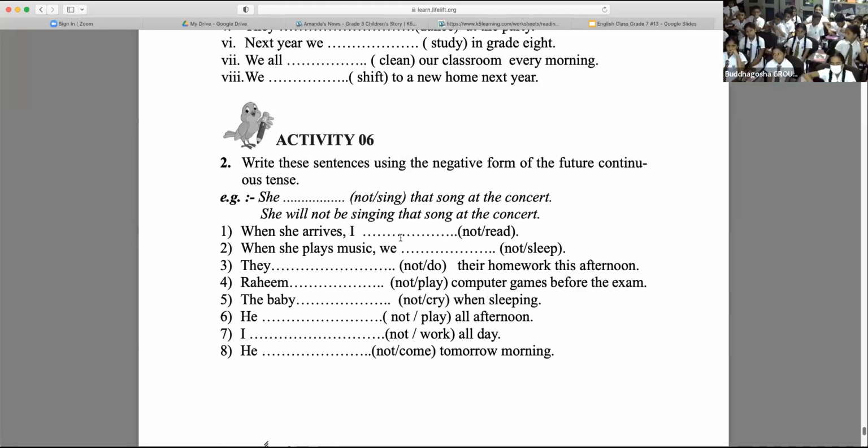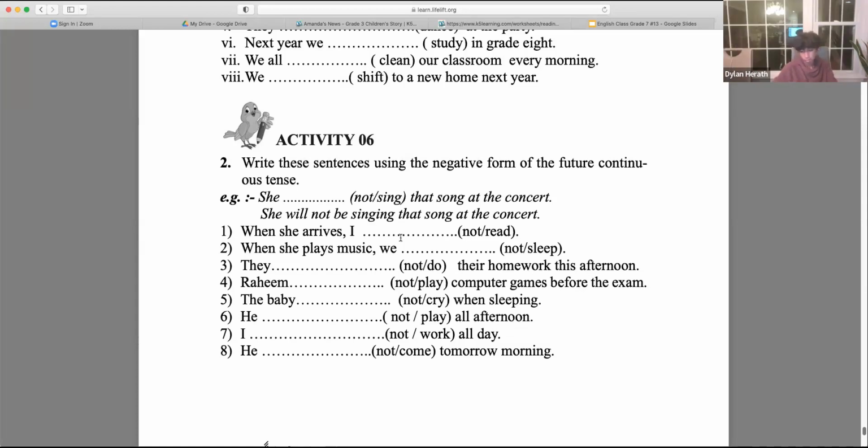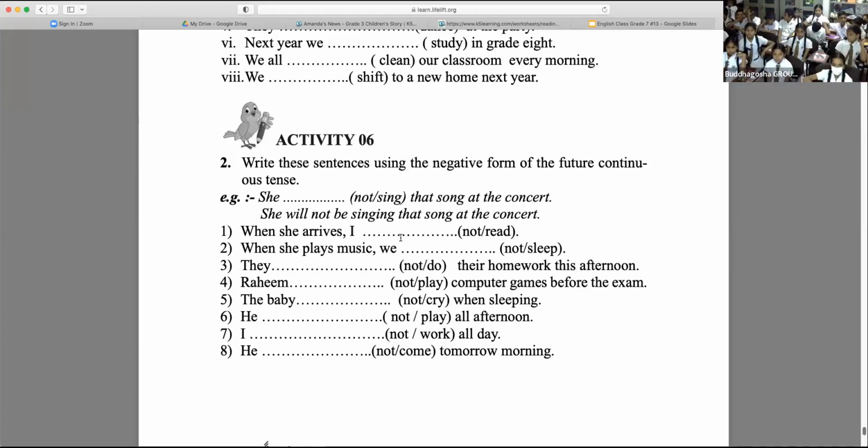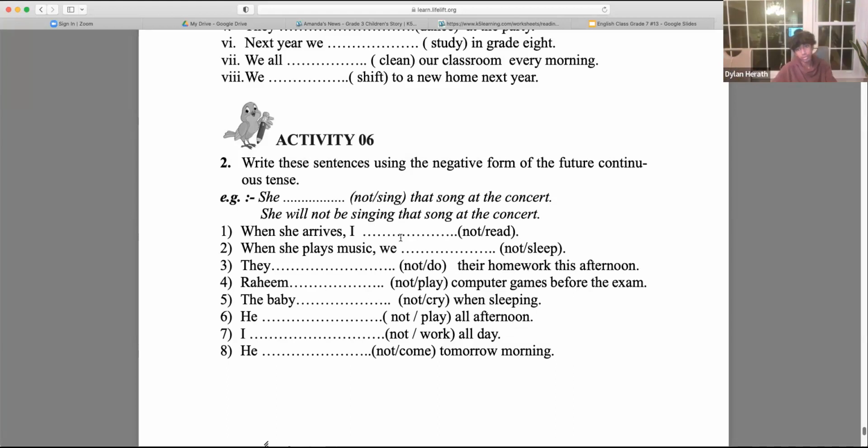Number 2, when she plays music, we blank not sleep. When she plays, sleeping. Yes, when she plays music, we will not sleep. Number 3, they blank not do their homework this afternoon. They will not be their homework this afternoon. Yes, they will not do their homework this afternoon.